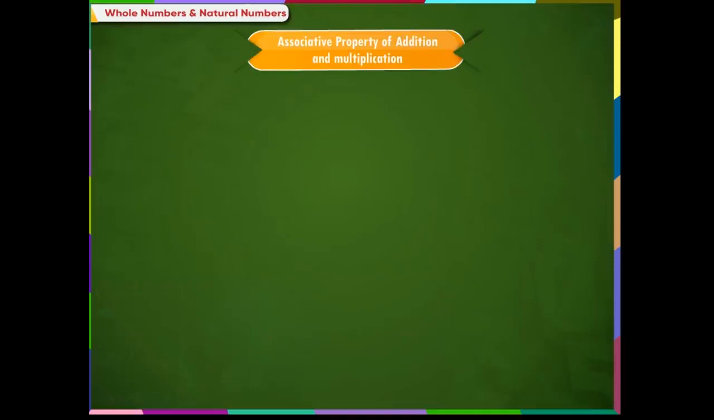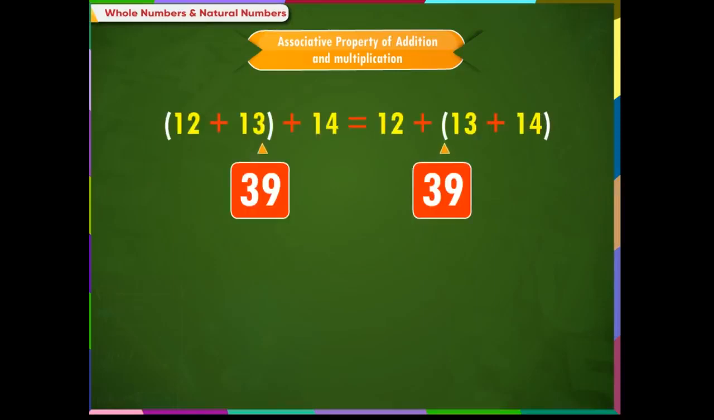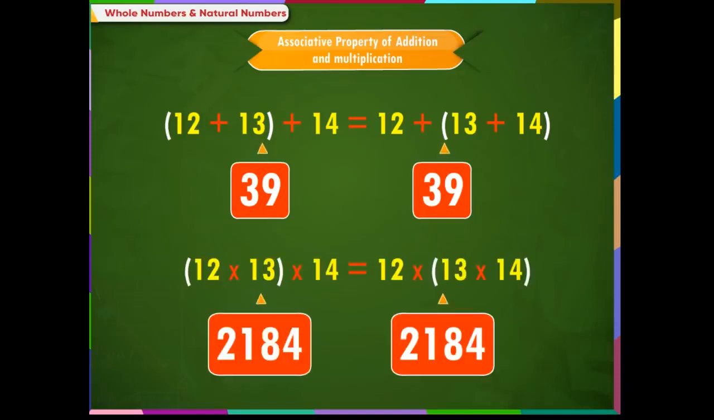Associative property of addition and multiplication. If 3 whole numbers are to be added, the sum will be the same even if the order of the numbers is changed. Similarly, if 3 whole numbers are to be multiplied, the product will be the same even if the order of the numbers is changed. Thus, the associative property of addition and multiplication holds true for whole numbers.